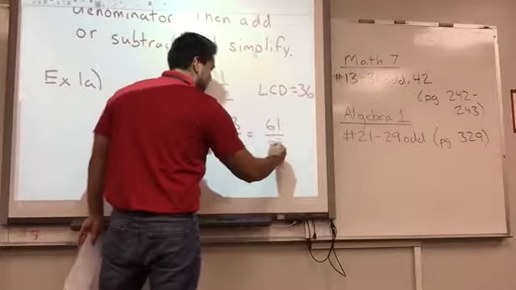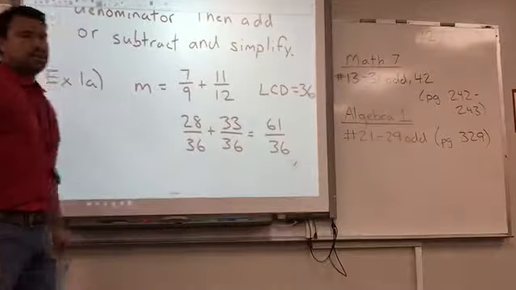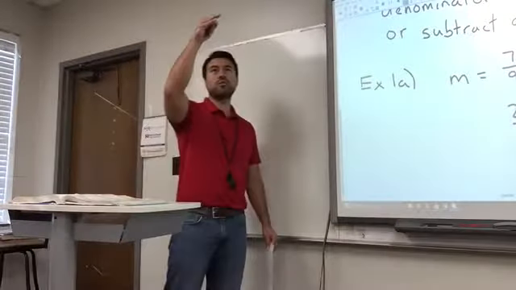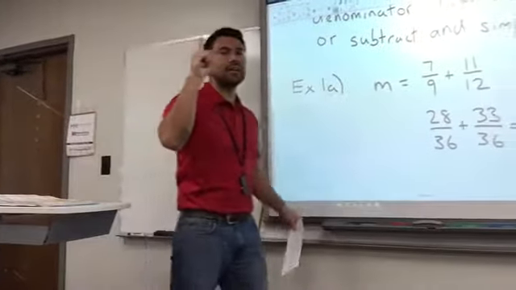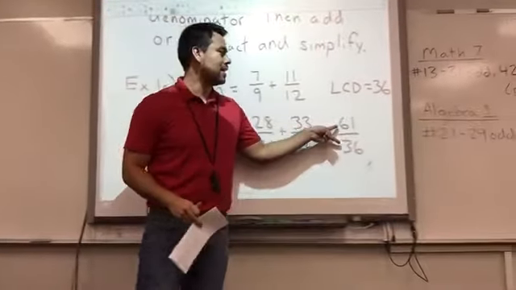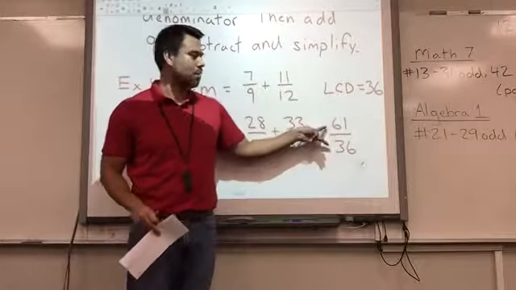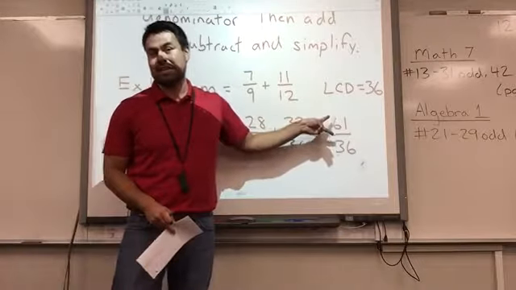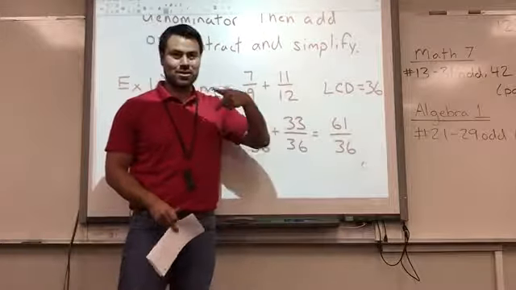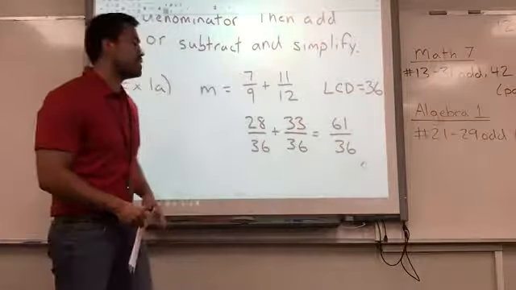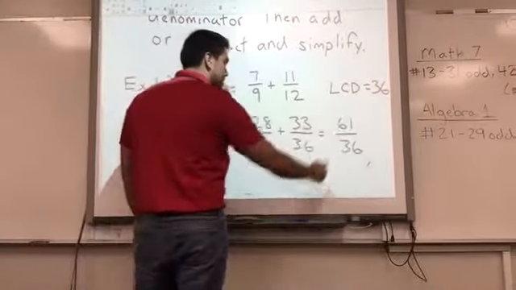61 over 36. Is that simplified form? No, because the numerator is bigger than the denominator, and these two numbers are possibly relatively prime, not relatively prime. Does anything go into both of them? 1. 1 goes into it. Anything else? Nope, nothing else goes into 61 and 36. So now I have to change it to a mixed number.